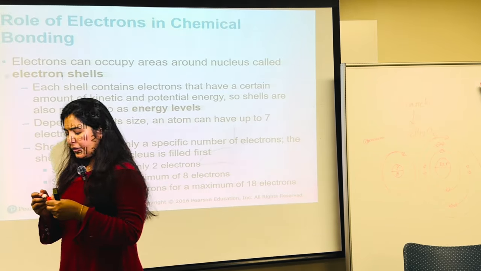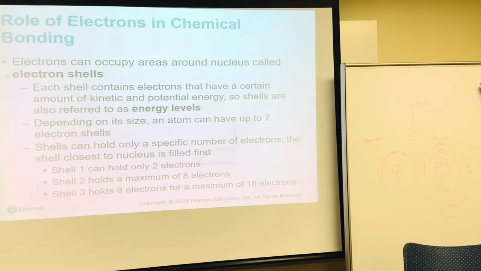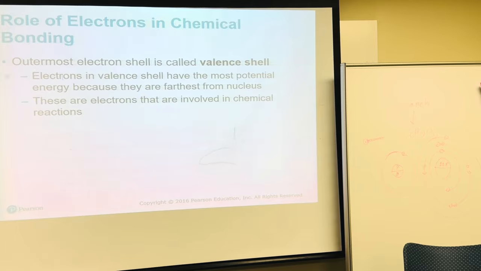Okay, so one thing I want you to understand is that these electrons are staying in shells. In the first shell you can only have how many electrons? 2 electrons. In the second shell, how many electrons can you have? 8. In the third shell, how many electrons can you have? 18 electrons. You can go higher if you have more, but for this class just know that up to shell number 3, it can hold 18 electrons. The last electron shell is called the valence shell.